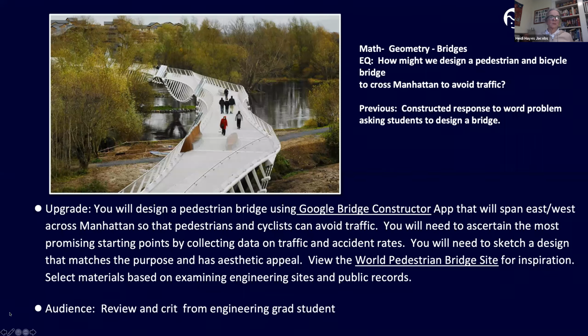So here's an example. Originally, the previous lesson and series of lessons was a construction in response to a word problem asking students to design a bridge. In this instance, a teacher in Lower Manhattan of New York asked the question, how can we design a pedestrian and bicycle bridge to cross Manhattan to avoid traffic? It was inspired by the actual High Line, which is based in New York City. If you want to look it up, I think you'll find the images extraordinary. It's an elevated train that's been converted into a sort of urban park where you're up walking and you literally feel like you're a bird flying over the city.